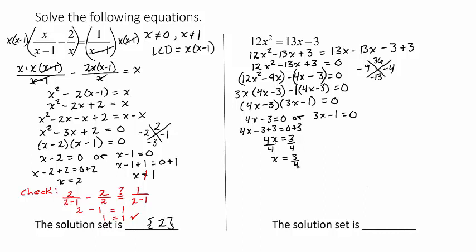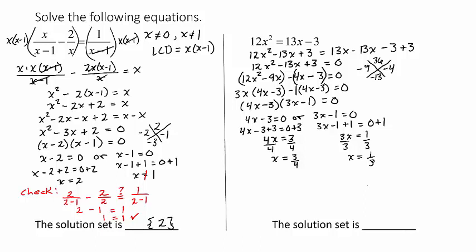Now over here with 3x minus 1, I'm going to add 1 to both sides. So 3x minus 1 plus 1 equal to 0 plus 1. So that will leave 3x equal to 1. And I have to divide both sides by 3 to get x by itself. So x will be 1/3. Okay, so I have these two solutions of 3/4 and 1/3.